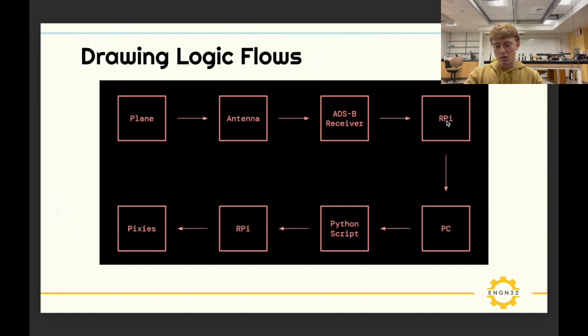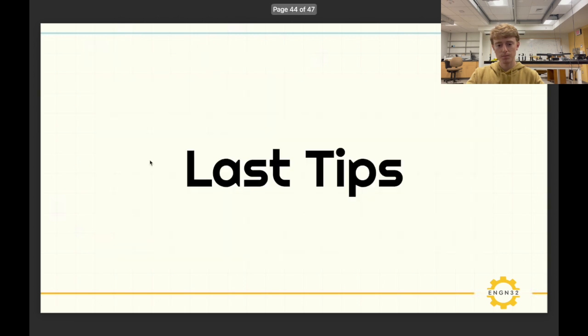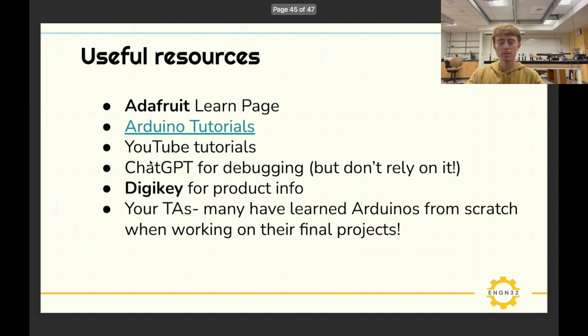That eventually gets sent to a Raspberry Pi. That gets sent to a computer once whatever processing is done on the Raspberry Pi. Then there's a Python script, it goes back to the Raspberry Pi, and then there's some sort of display. So there's a basic logic flow. Where is information going, that's all this is. All right, some final tips. Useful resources: Adafruit has this whole learn page and a set of tutorials and stuff that you can go over.